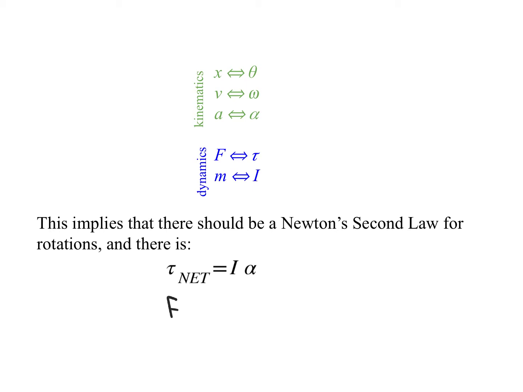And so this implies that we should be able to take Newton's second law, which is F net equals ma, and generate a rotational equivalent by making those substitutions, and in fact that's true. The second law in rotational form is tau net equals I alpha. Again, it's just coming from replacing, by analogy, F net equals ma.